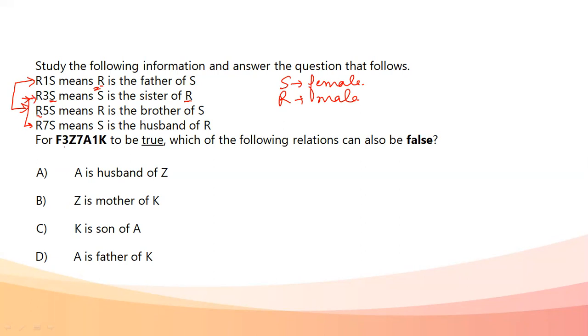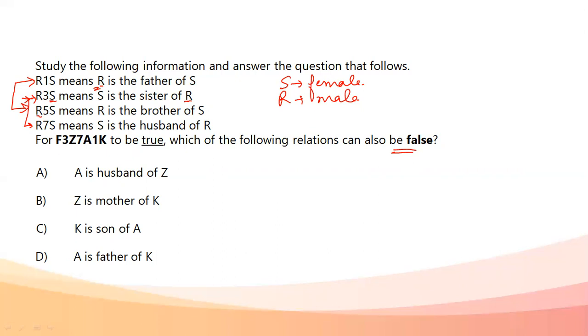Now, F3Z7A1K, this is said to be true, then which of the following relations can also be false? Now, if this is true, which of the following is said to be false? So F3Z, Z7A, A1K, these are all true. What can be false? Now let's look at all these things carefully.